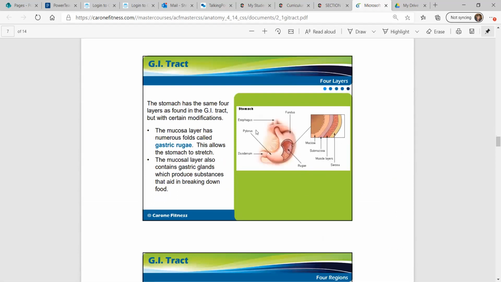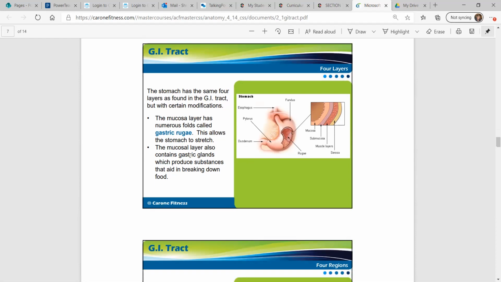The stomach has the same 4 layers as found in the GI tract, but with a little bit of modification, a little different stuff going on. The mucosa layer has numerous folds called gastric rugae. This allows the stomach to stretch. So as it's filled, the stomach gets bigger. The mucosal layer also contains gastric glands, which produce substances that aid in breaking down food. So stomach acid, gastric glands, that helps break down food.